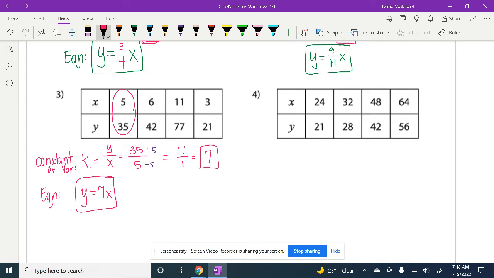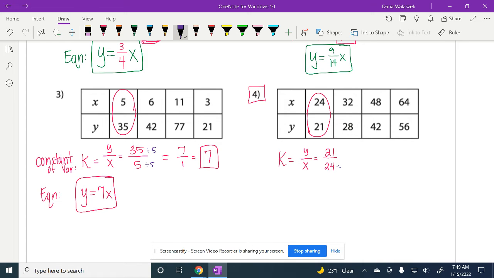Okay, again, pause the video and you try number 4. Welcome back. If you have not tried number 4 on your own, pause the video and try it on your own first and then come back and check your work. So we'll start with our constant of variation, y over x. Pick any pair. It doesn't matter. 21 over 24.